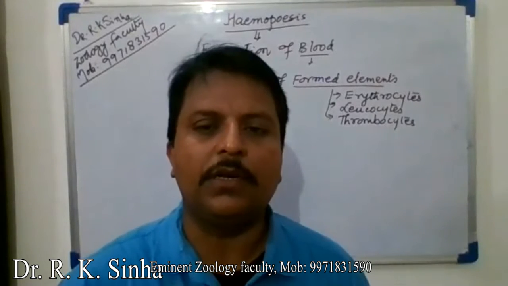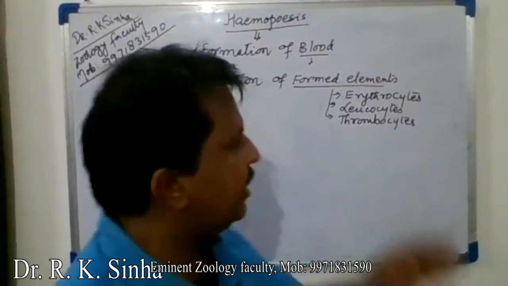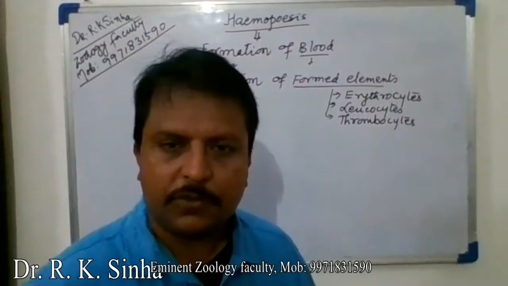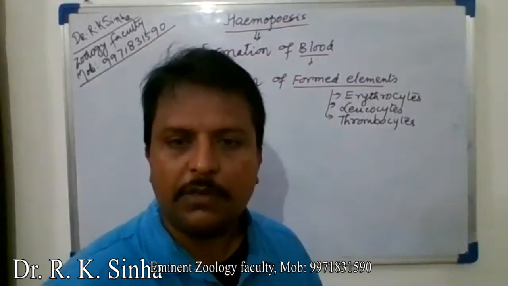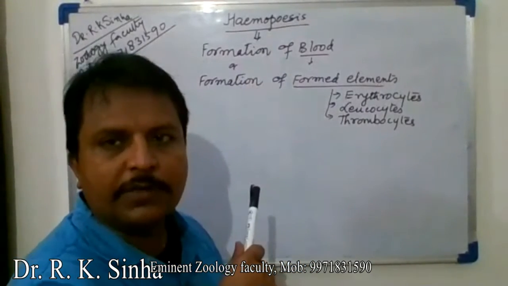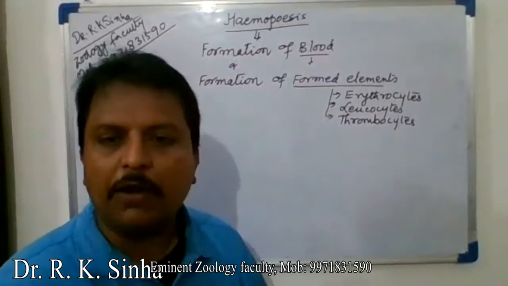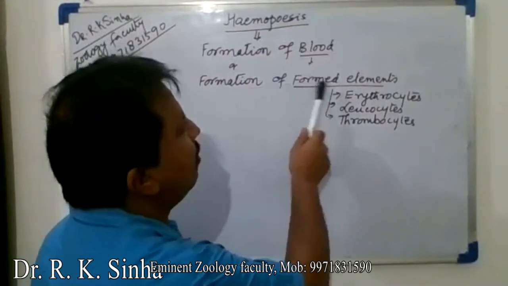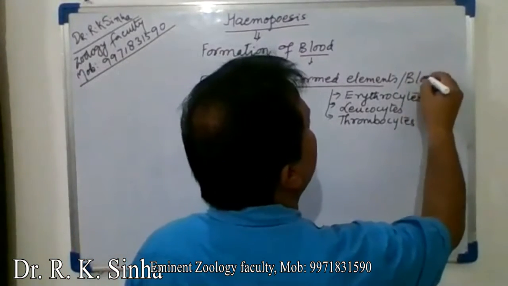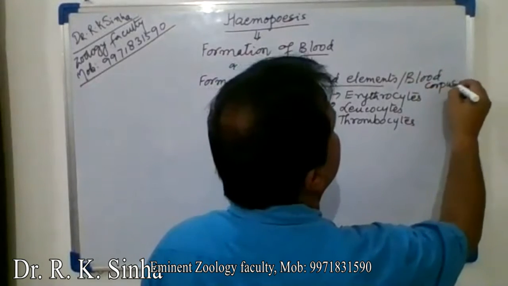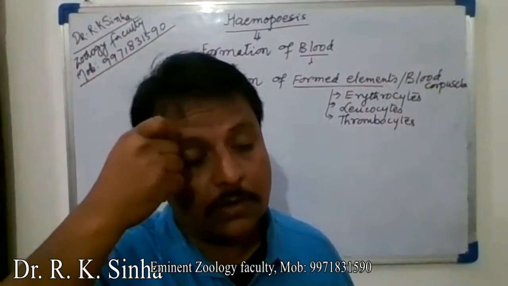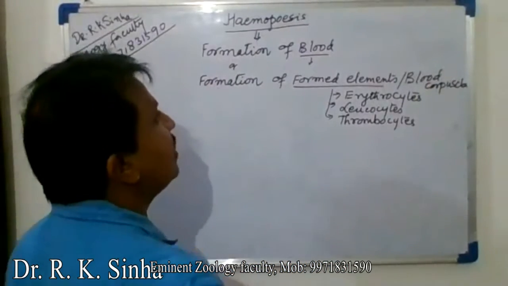These three are very important blood cells in our body. They play a significant role, so we will discuss them in detail. Once again, hemopoiesis means formation of blood or blood cells, or formation of formed elements, blood corpuscles. Blood corpuscles means blood cells. So we should remember this.